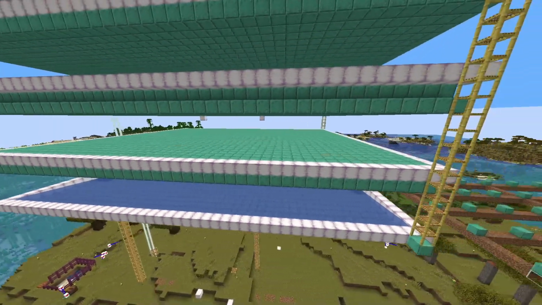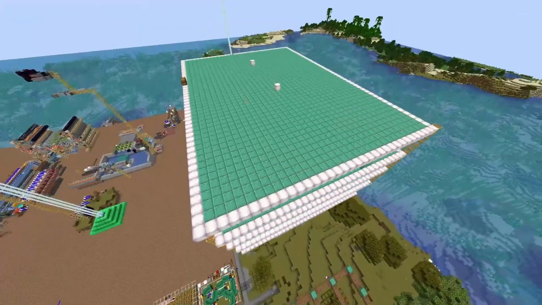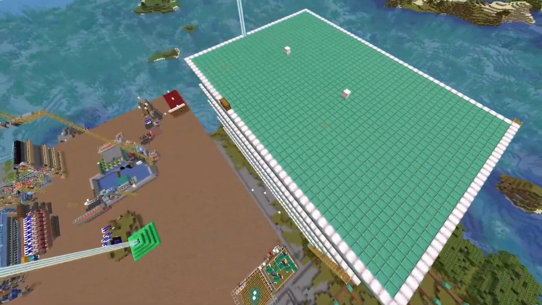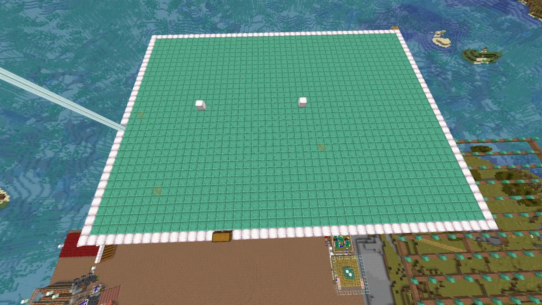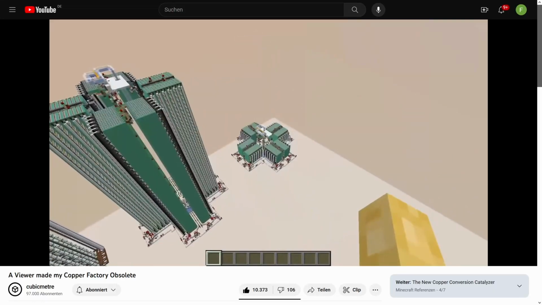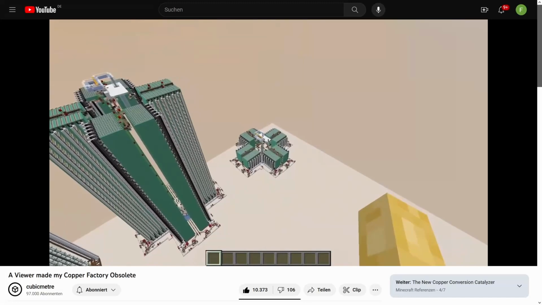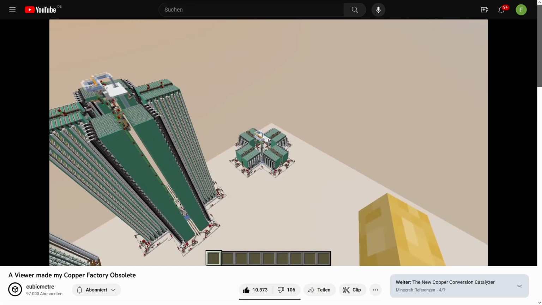And what surprises me is that apparently very few people know about this, and this is why I'm making this video, because this concept is by no means my idea. I found it in a video by Cubicmetres, but it seems no one really caught on. Perhaps, I don't know, because it was a bit buried in a presentation of a very impressive redstone aging machine.